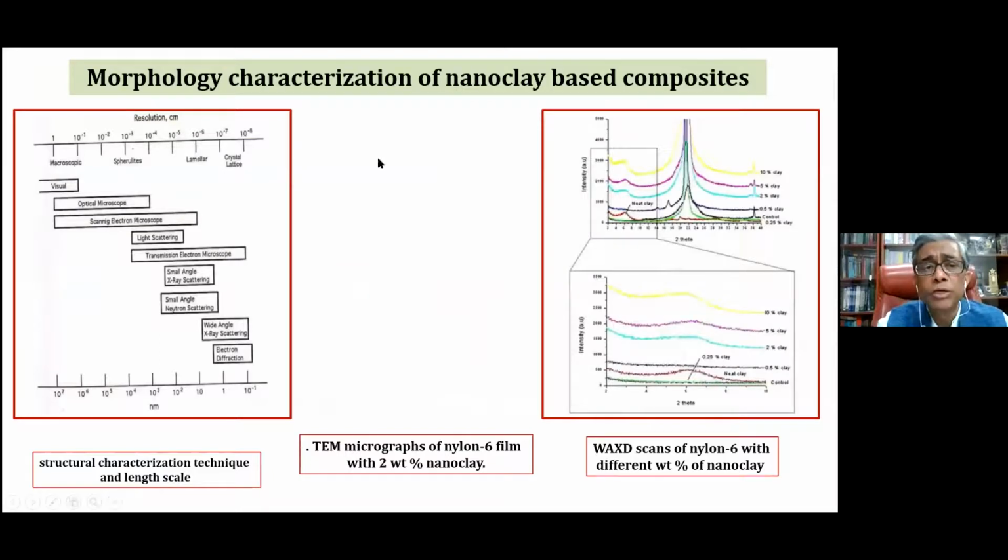For morphology, there are a number of techniques I have shown for general purposes: from optical microscopy to scanning electron microscopy, light scattering, transmission electron microscopy, and X-ray scattering. They are all used. As you go down towards the right side, you are going more and more towards the nanometer level, and this is very important. One of the X-ray scattering results you can see on the right hand side.